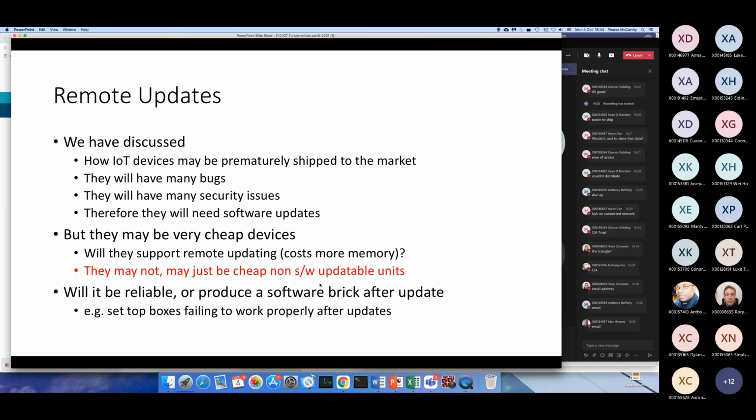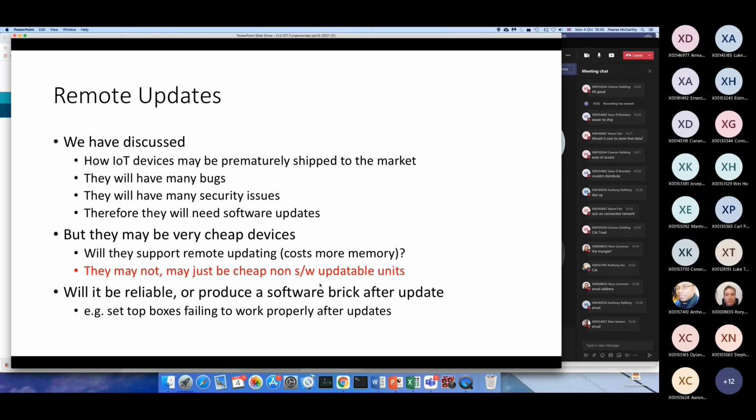Just a few other ones we said we'd discuss. Remember, this is about problems and challenges, remote updates. So at this stage, we've said a lot of stuff gets shipped out there. There'll be bugs, there'll be security issues, therefore you're going to need software updates. But they're very cheap devices. Will they even support remote updating? Let's face it, remember what I said? These things are typically throwaway devices. So are you really going to have double the memory in there so that you can update them? Sometimes not.